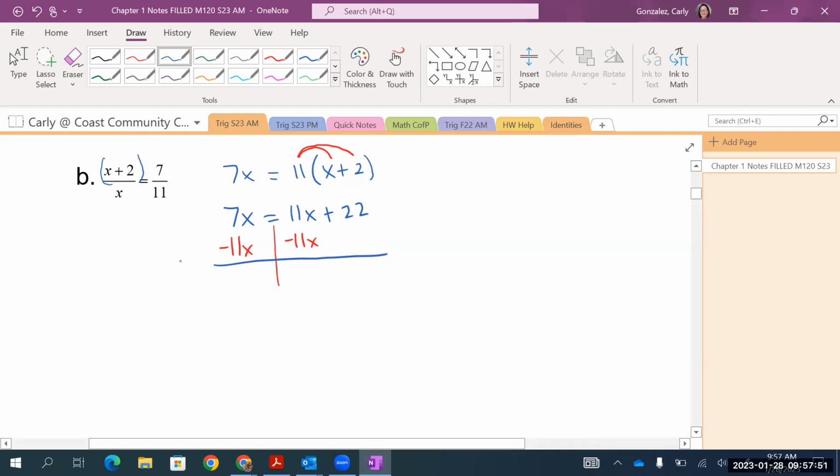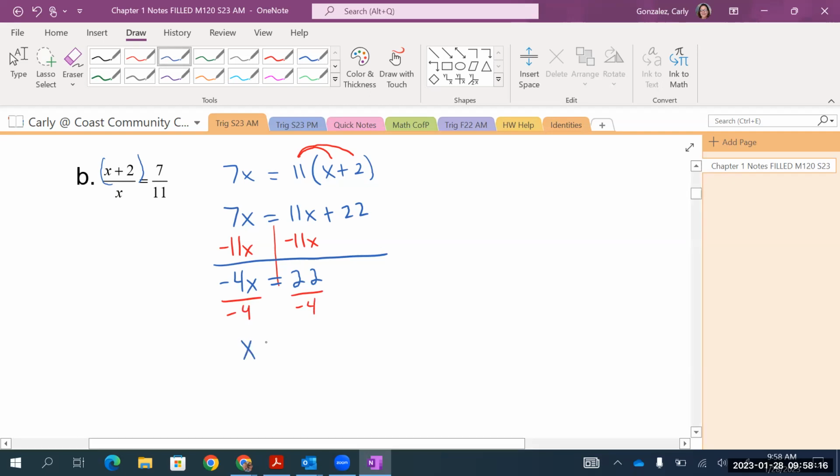So 7x minus 11x is negative 4x. And on the right, the 11x's cancel, and we get 22. Now we will divide both sides by negative 4, keeping that sign the same, because we're looking for a positive 1x.